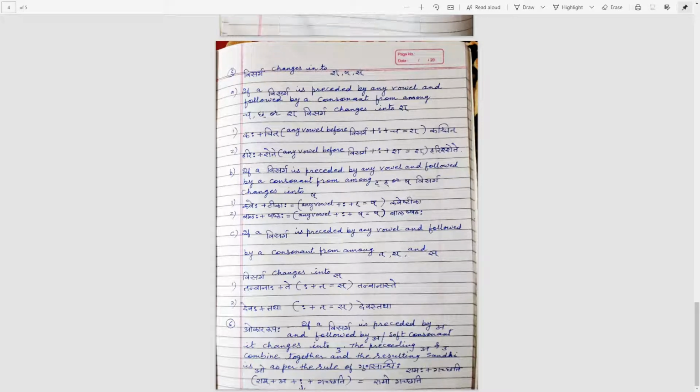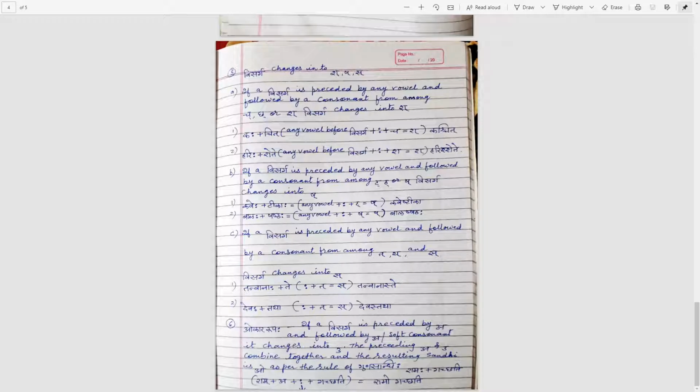Now we will see the next type of sandhi, when visarga changes into sh. If a visarga is preceded by any vowel, and after the visarga there is ch, chh or sh, then visarga will change to sh. We will see an example: kah plus chit.